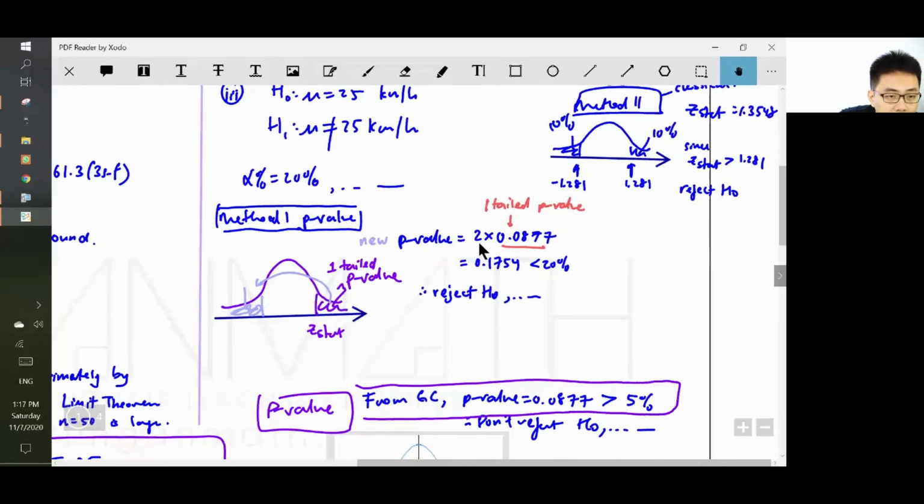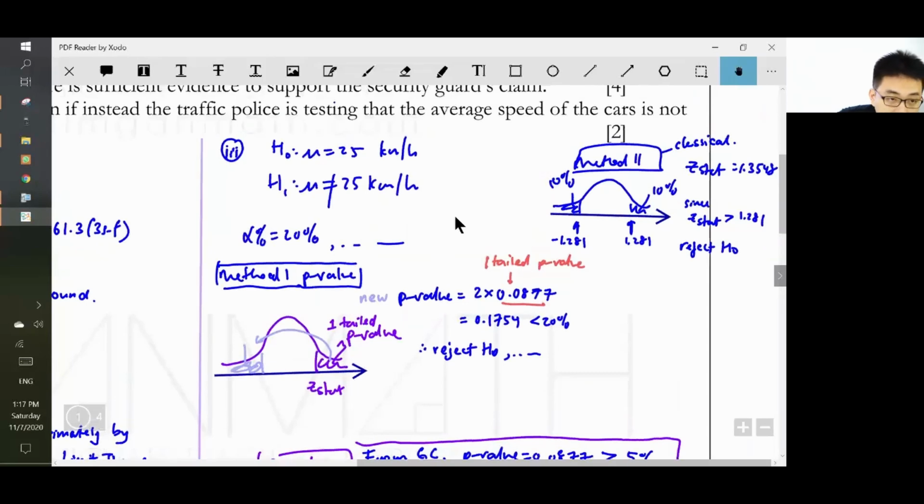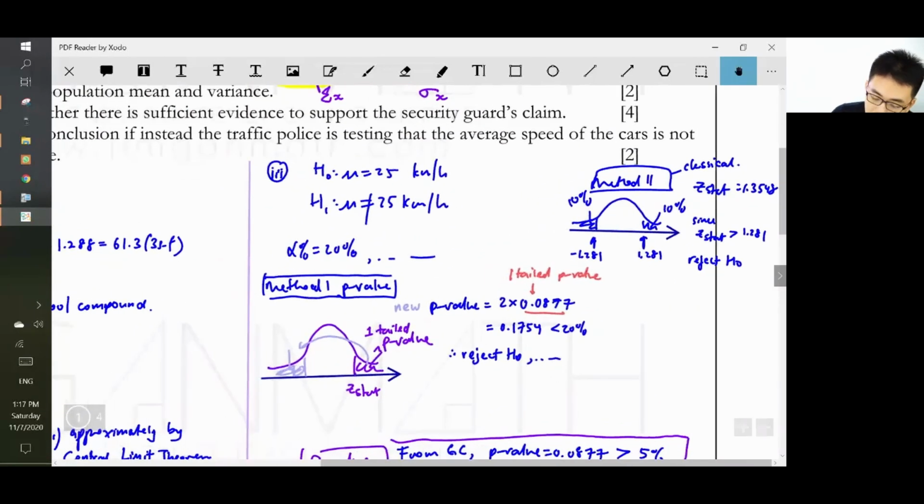What's method 3? It's nothing interesting, it's actually the same as method 1, so I'm not going to go through that. So there are 2 methods, one using classical, one using p-value. For p-value, you take the one-tail value, multiply by 2, then compare. The classical one is quite straightforward: you take 10%, find the critical value, then compare. Okay. Any question, please ask. If not, you can try the subsequent question.